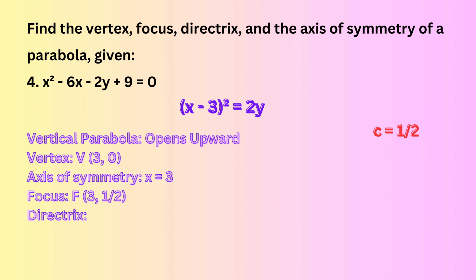Last, for the directrix, we start with the variable that is also not squared. Just like in the focus, in this case, we start with y equals some value. Then the value of y would be the coordinate of the vertex that's not squared minus c. So we will subtract 1/2 from the y-coordinate of the vertex, which is 0. So the directrix is y equals -1/2. And that is how you do the trick in finding the parts of the parabola given its equation.